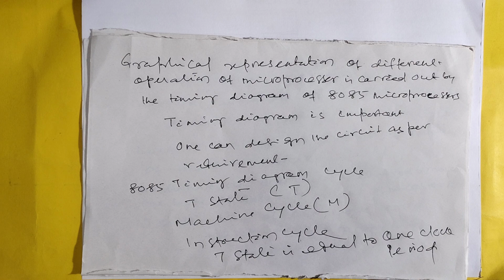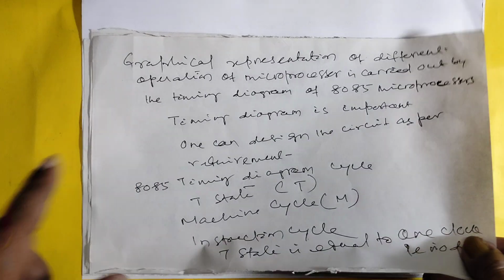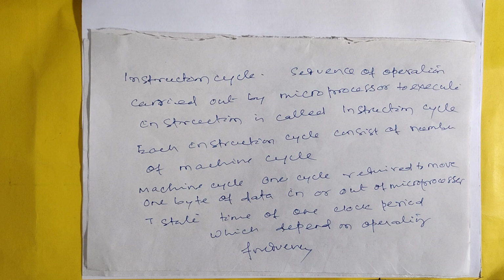The 8085 timing diagram is based on three cycles: T state, machine cycle, and instruction cycle. T state is equal to 1 clock period. Instruction cycle is the sequence of operations carried out by the microprocessor to execute an instruction. Machine cycle is the one cycle required to move 1 byte of data in or out of the microprocessor.